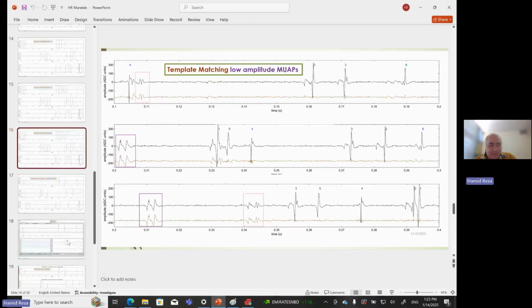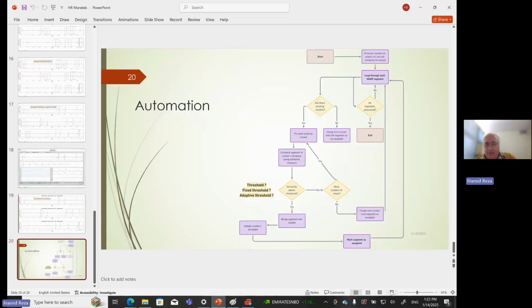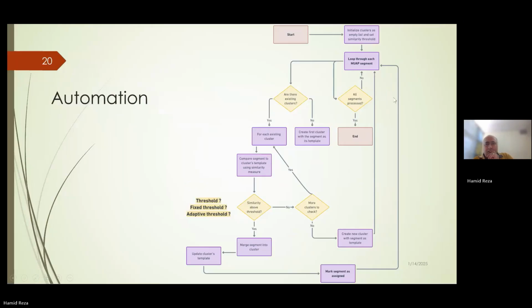Let's get back to the automation. Here is the automated part. I provided all of these parts as a flowchart. So in this flowchart, we have the procedures of template matching. Then we also have the procedures of cluster merging, because sometimes we identify two clusters that are basically the same units. So we really need to merge them together.